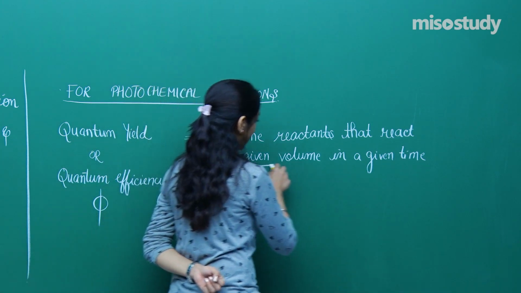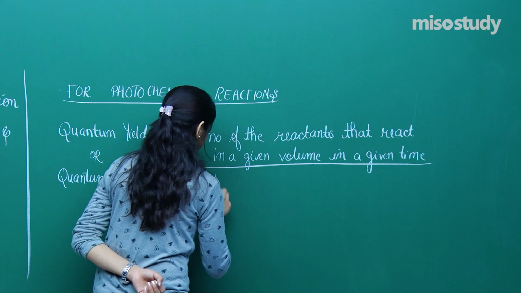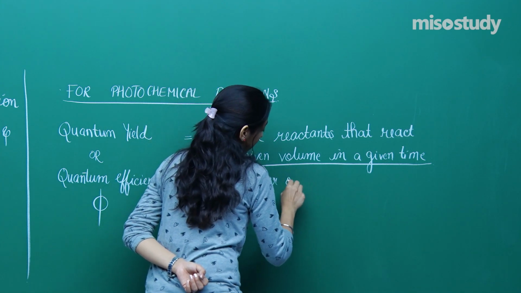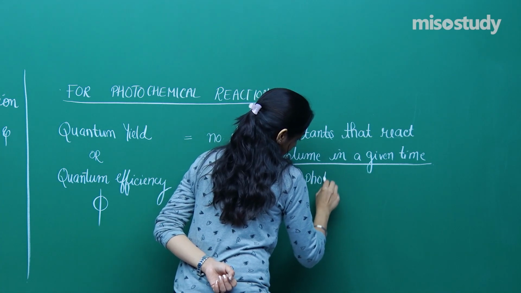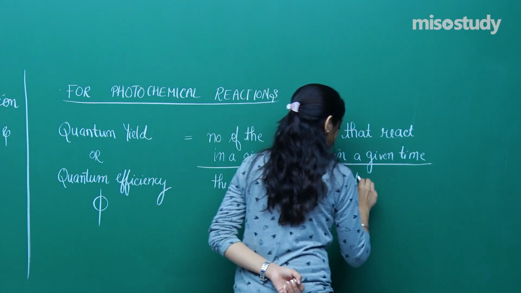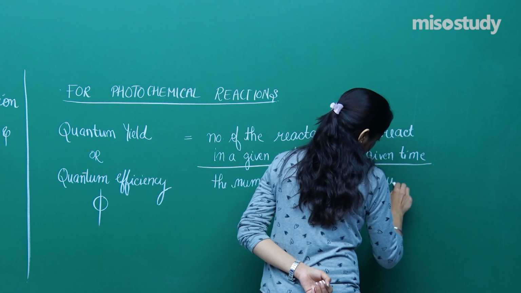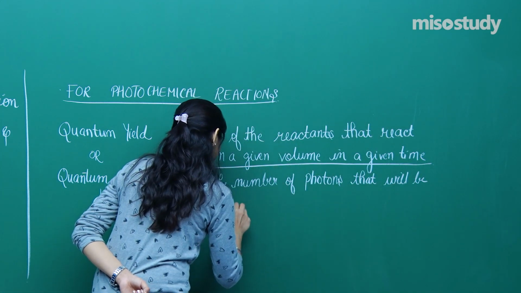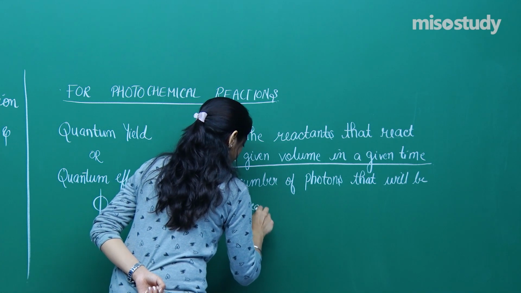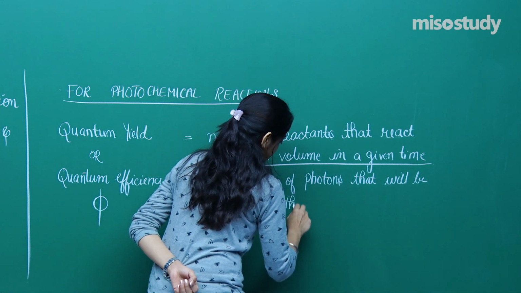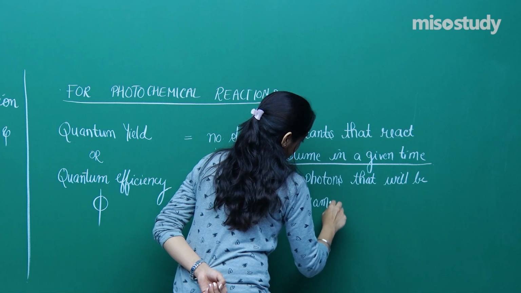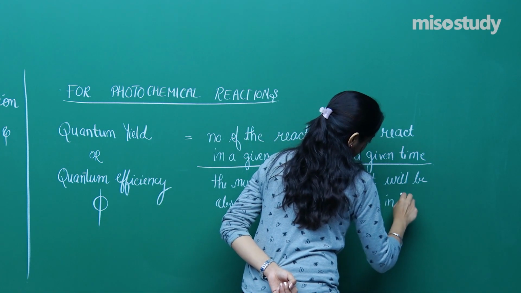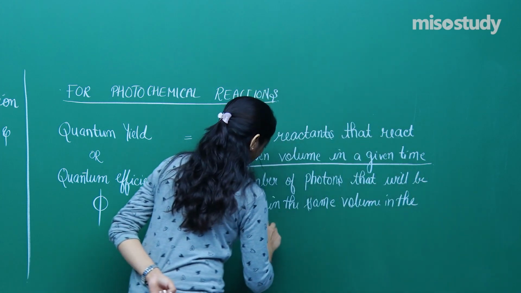to be divided by the number of photons that will be absorbed in the same volume in the same time.